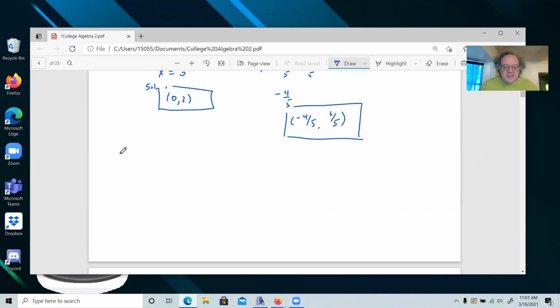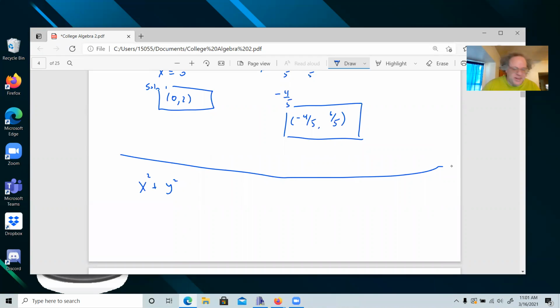All right, you ready for one that's a little bit trickier? We've got x squared plus y squared is equal to 4, and we have 4x squared plus 9y squared is equal to 36. Now, notice there's an x squared and a y squared in both.